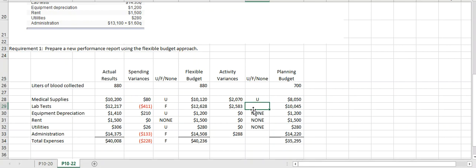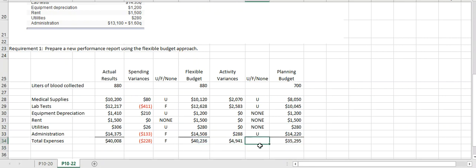We spent about $12,600 on lab tests. We only budgeted $10,000, so we actually were over that budget, so that one's unfavorable. And the same for administration. We actually have a flexible budget that's higher than our planning budget, so for expenses, that's unfavorable. And again, with activity variances, we expect there to be some unfavorable variances because we had more activity going on, which means we had more expenses. So let's do this last one.